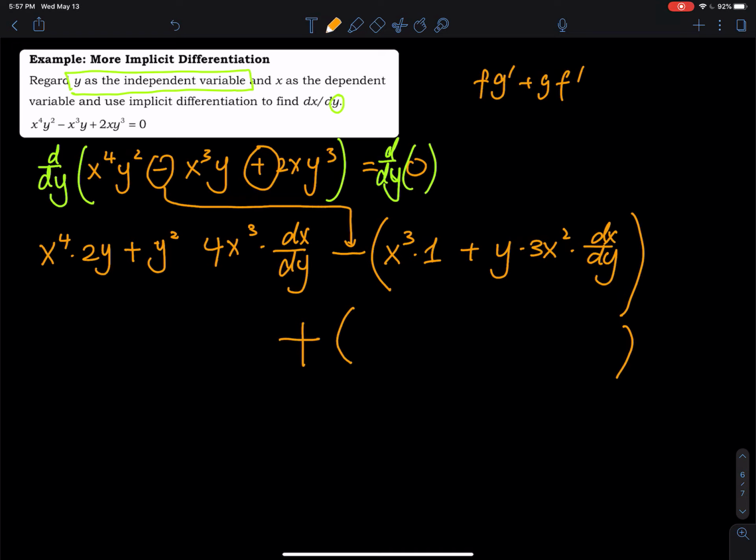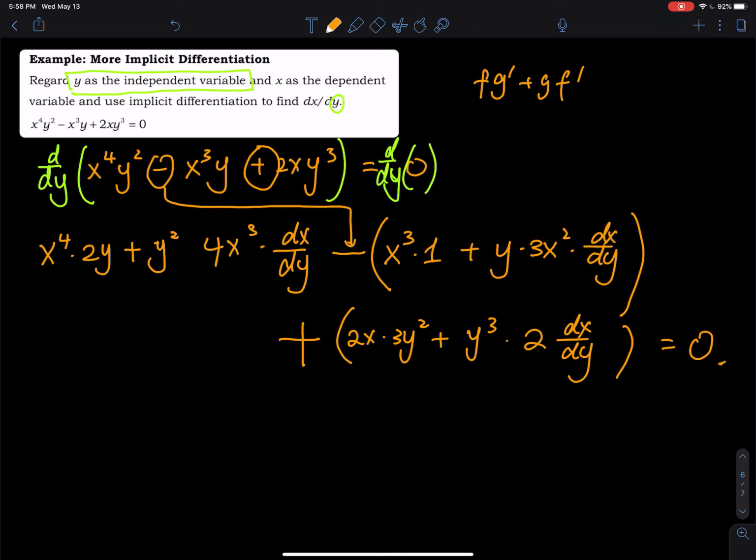And then we still have a plus, so the plus goes right here. And then the f is a 2x. The derivative of y to the 3rd is 3y squared. And then plus g, which is y to the 3rd. The derivative of 2x is 2. And then since x is dependent, we do a dx dy. And then the whole thing is equal to 0.